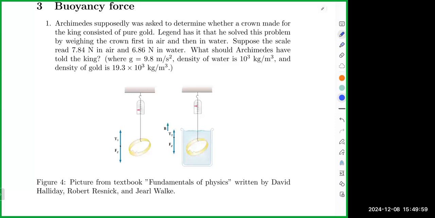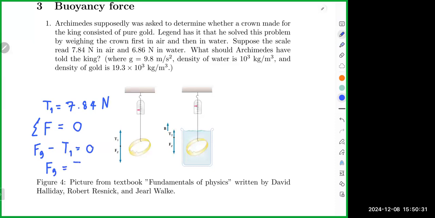As you can see in the pictures on the right and the left, suppose the scale reads 7.84 Newton in the air. Which means that T1 is 7.84 Newton. But because it stays still, the summation of the force is zero. So Fg minus T1 is zero, or Fg equals T1 equals 7.84 Newton. Okay?